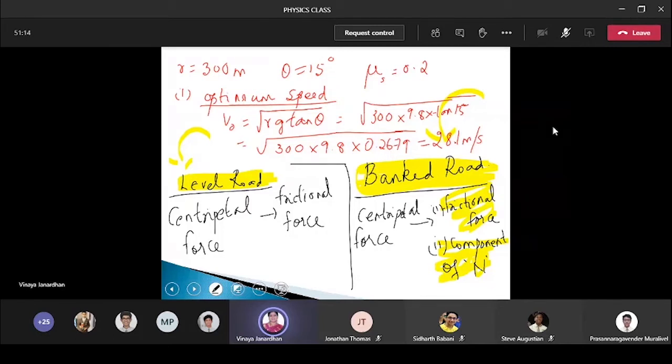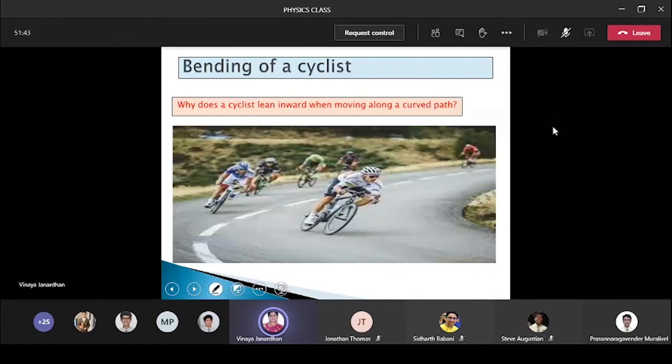So far it's fine. Now, have you seen that a cyclist always leans inward when he takes a circular turn? When a cyclist takes a circular turn, you could have always seen the cyclist lean inwards. Now, why does the cyclist lean inwards? That is your next topic. Okay, boys, I'll go for it. Bending of cyclist. Right, boys, the next derivation is bending of a cyclist.